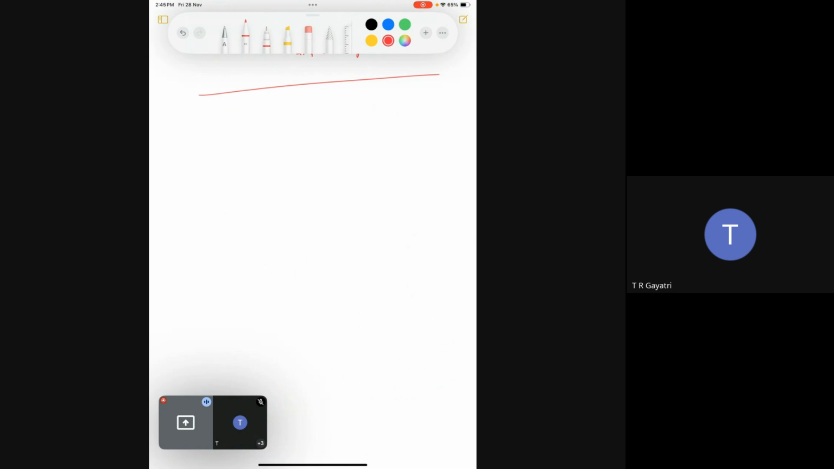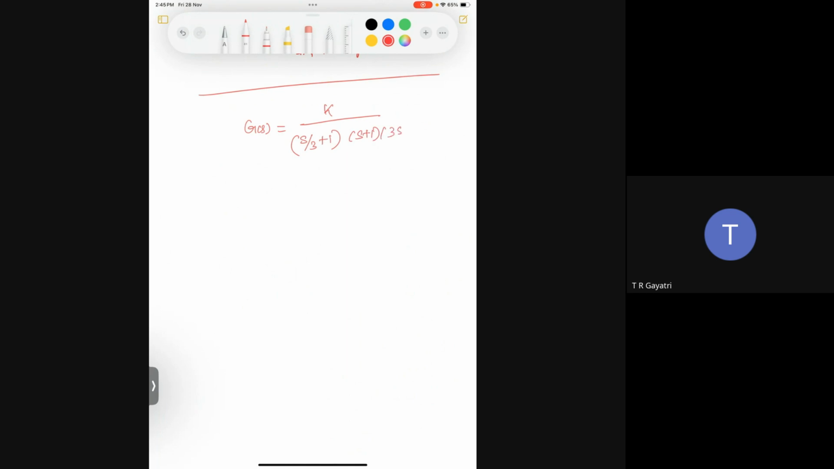My iPad is visible, right? Yes, ma'am. I will take another transfer function like this: s by 3 plus 1 into s plus 1 into 3s plus 1. For this, our requirement is to design a lag compensator.